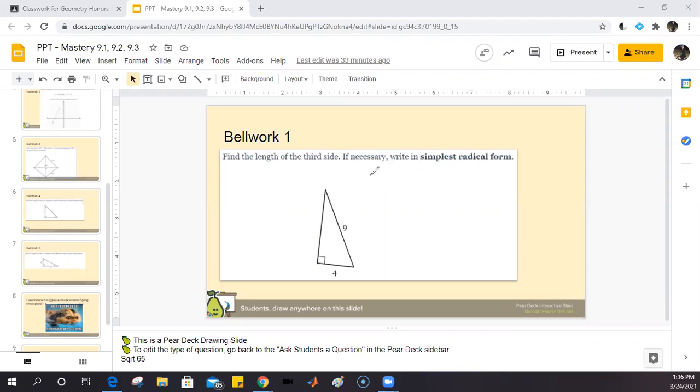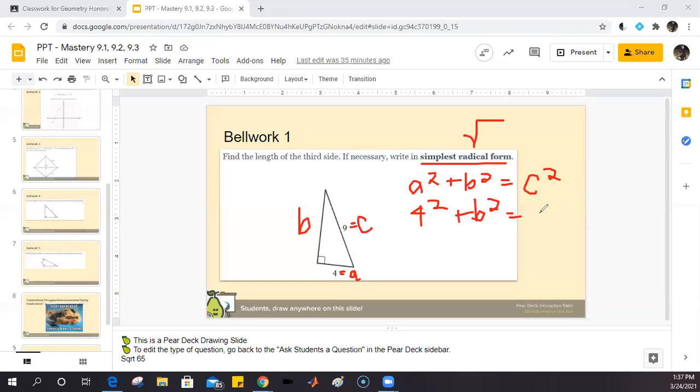Find the third side if necessary, written in simplest radical form. So we should have a square root in our answer. This is the hypotenuse, so that must be C. 4 could be A or B, doesn't matter. I'm going to call it A, and I'll say B is the one I don't know. So we're doing Pythagorean theorem, A squared plus B squared is equal to C squared. 4 squared plus the unknown B squared is equal to 9 squared. 4 squared is 16, 9 squared is 81.